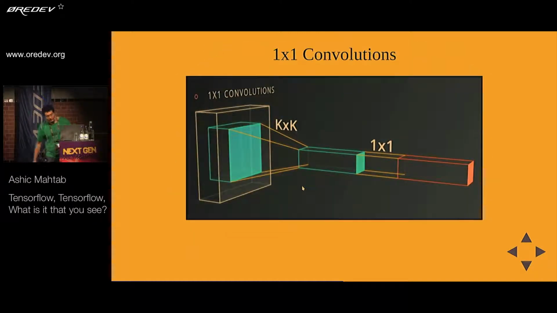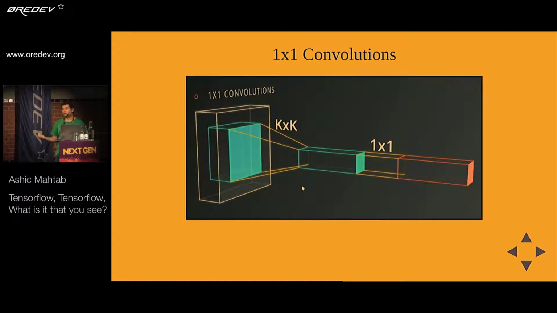Right. The other thing that comes out is called one-by-one convolutions. The idea is that instead of going from a certain size to a certain size, after doing that, what you do is, for each of the convolutions, you have a one-by-one mini neural network.